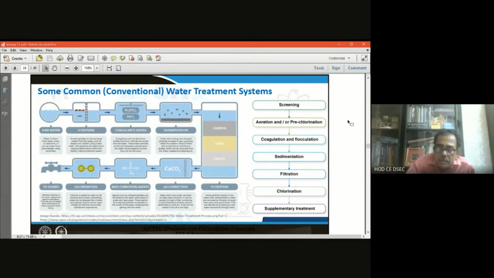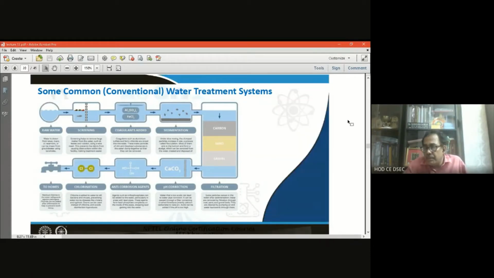Now what is the function of the filtration? Some particulate particles remain in water after the sedimentation. They are removed by filtration through the top to bottom layers of the filter. If we see, coal is there, because carbon filtration is there; carbon helps in absorption of the particles. So carbon is there, coal is there, then the sand, then the gravel. These filter beds are of different media, different particulate matter for filtration purposes.